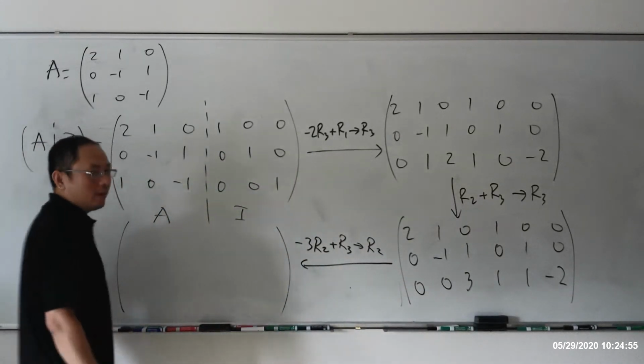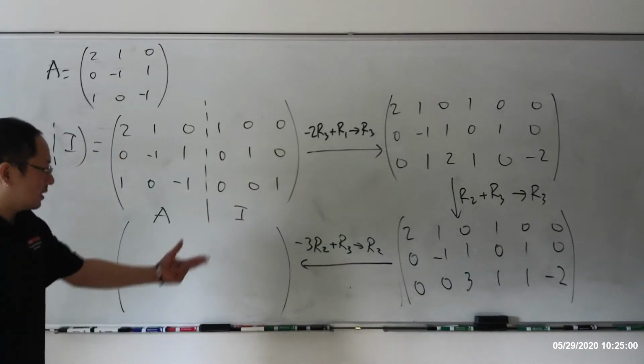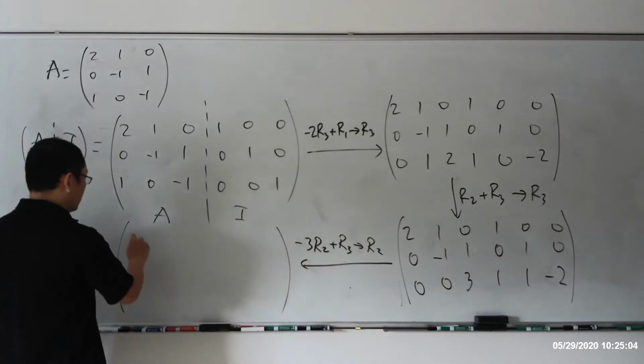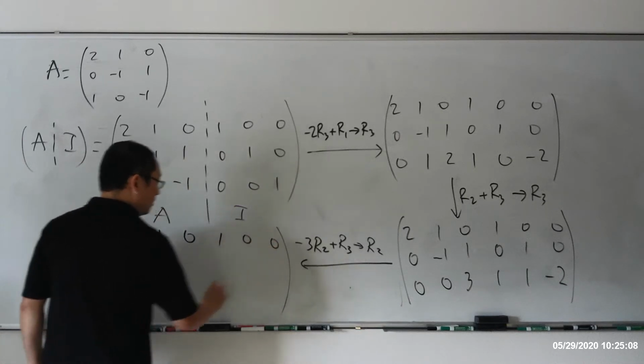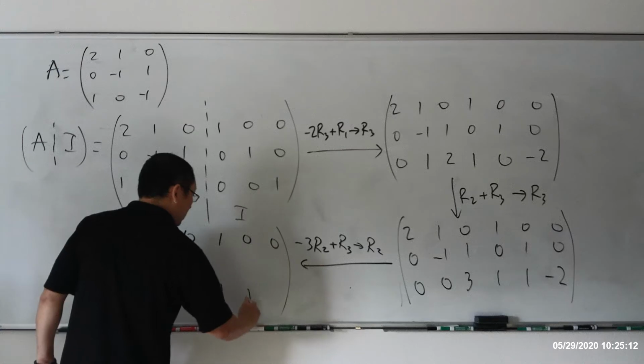With row operation, remember something called the Gauss-Jordan elimination. It's exactly what we're doing here. So we change row 2, right? We keep row 1 and row 3 the same. 2, 1, 0, 1, 0, 0, row 3 is 0, 0, 3, 1, 1, negative 2.